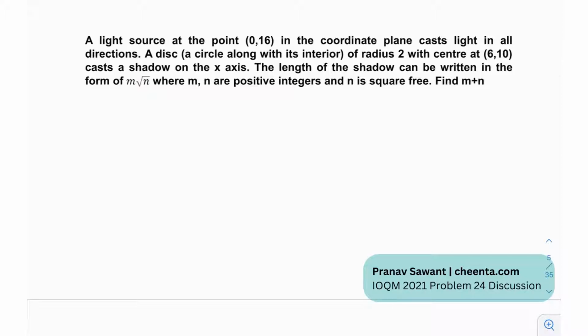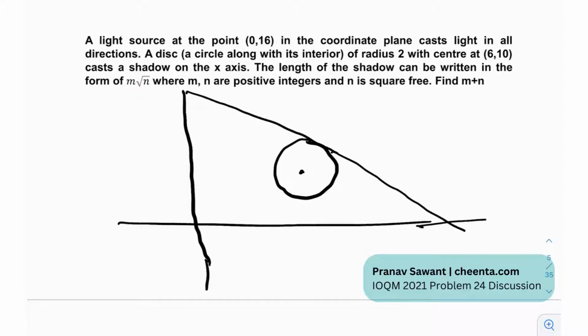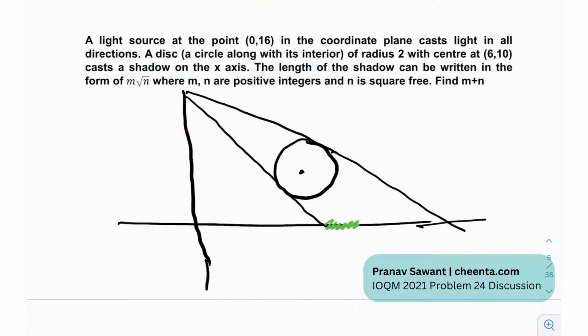So if I just consider this to be the disk, and this is the center of the disk, and let's say this is my coordinate plane, and this is the source of the light. Let me just extend this a little bit. The light is essentially radiating light in all directions. So what will be the shadow of this disk? This entire portion will be the shadow of the disk.